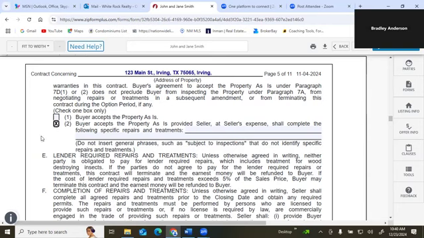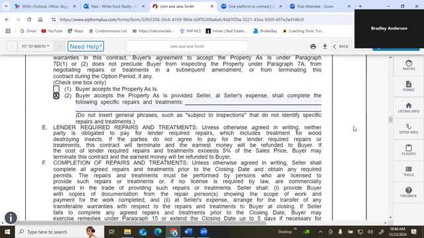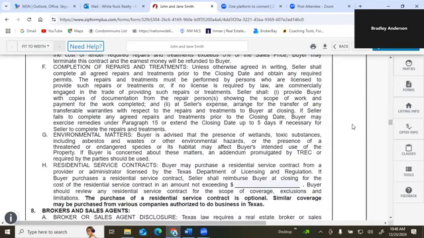What if it's in the listing, in the description, seller is aware that the hot water heater is broken, seller intends to replace it before closing? Well, you'd want that in writing. So you might put that here as well. By checking option 2, it also does not prevent you from doing an inspection. You can do all that.